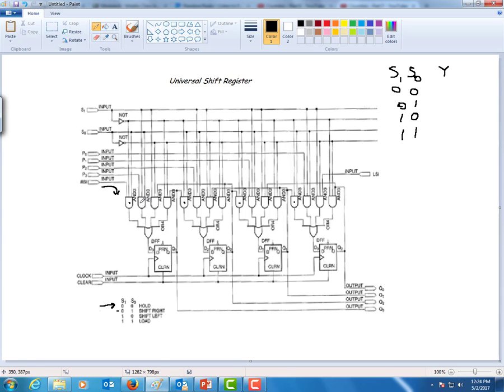Let's do the second case. What about this one? I'm going to put double dots there. Let's look at that one.